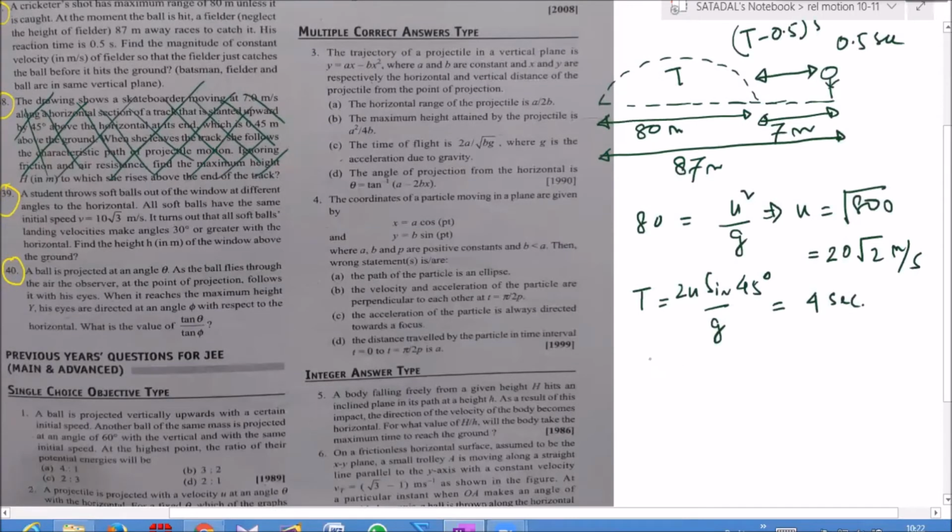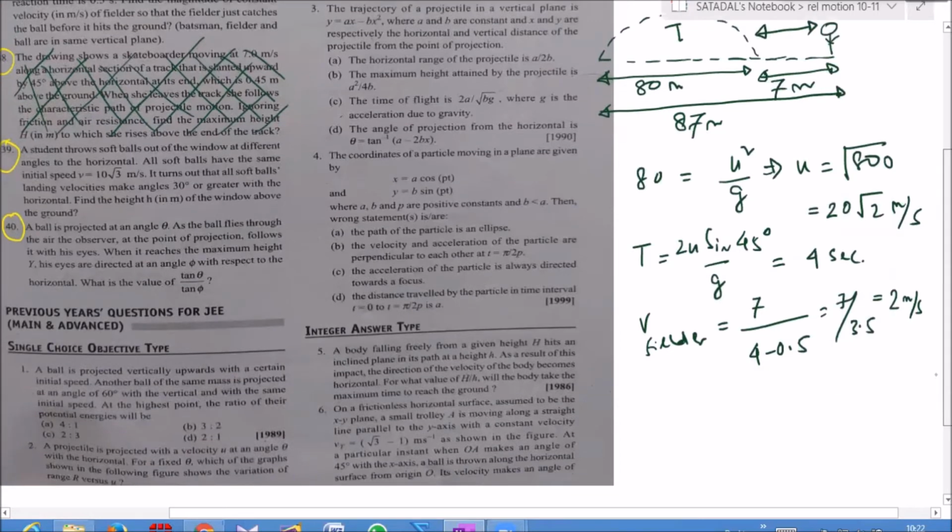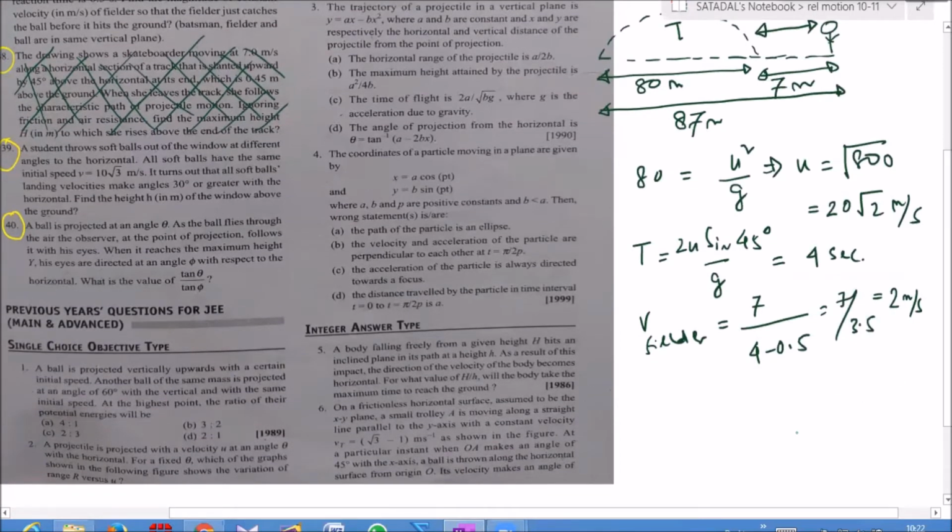So now for fielder, V fielder is equal to distance, how much cover? 7. What is the time? 4 minus 0.5. So 7 by 3.5, that is equal to 2 meter per second. Right?